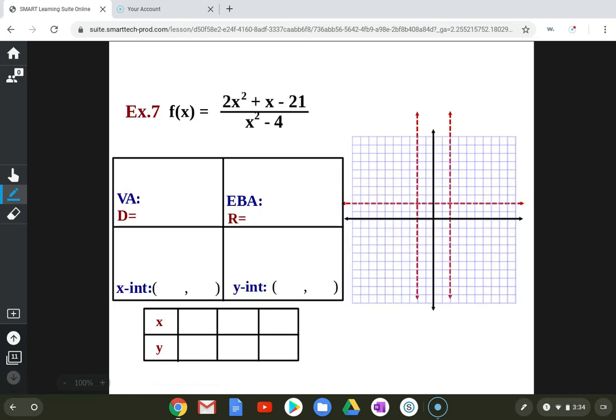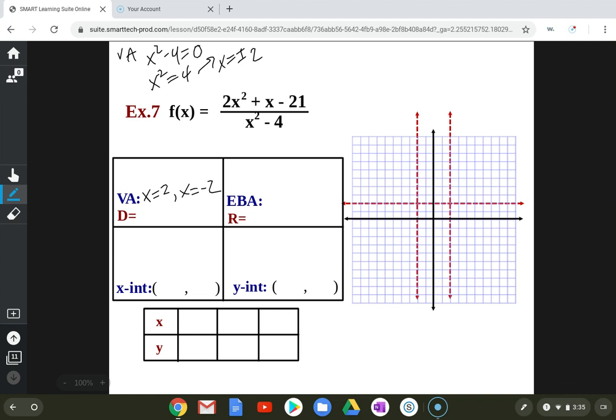All right, let's try another one. So for this one, vertical asymptote. So vertical asymptote, set your denominator equal to 0, because remember, you can't divide by 0. So anything that divides by 0 is bad. So that's why those end up creating those asymptotes. So we end up with x equals plus or minus 2. So we have a vertical asymptote at x equals 2 and x equals negative 2, which have already been drawn, which is kind of nice.